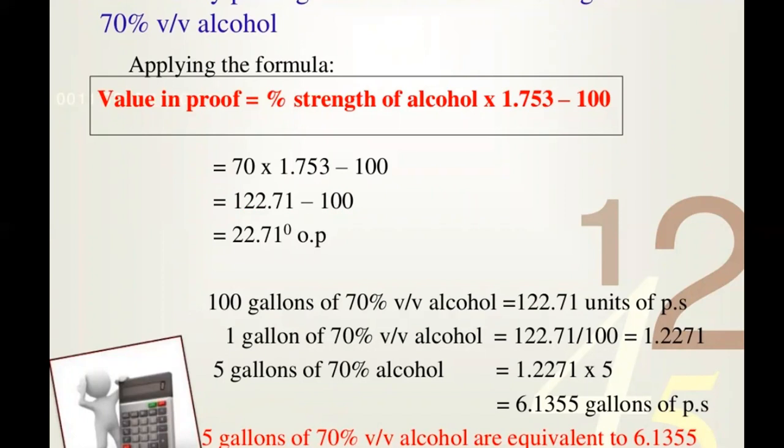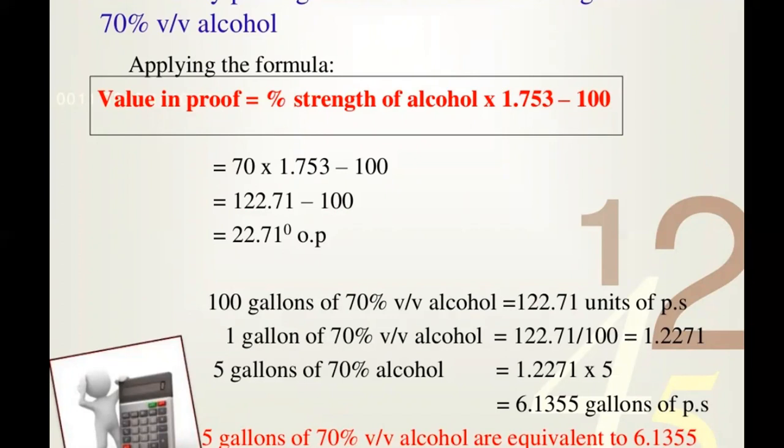Then 1 gallon of 70% alcohol, what do we have to get? 1 gallon of 70% alcohol is 122.71 by 100, that is 1.2271. Now, in the problem, what is required? We require 5 gallons of 70% alcohol. So 1 gallon is 1.2271. Then 1.2271 into 5, we will get 6.13. So that is for 5 gallons of 70% alcohol.